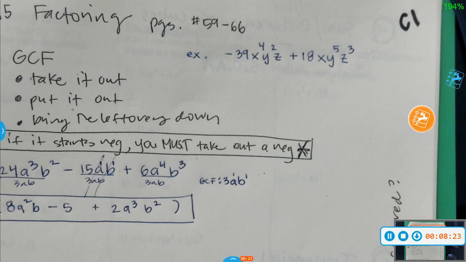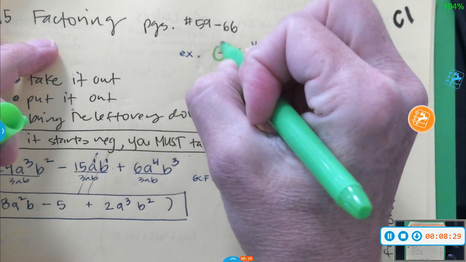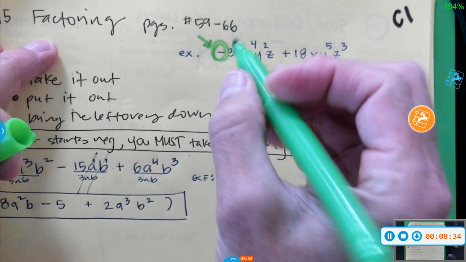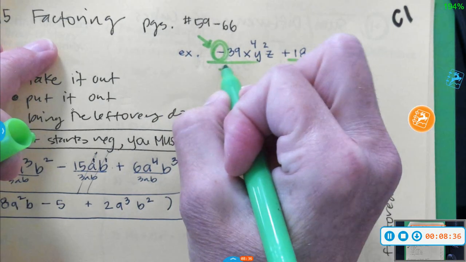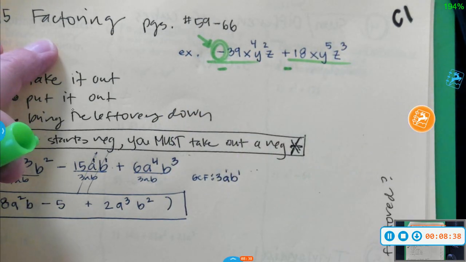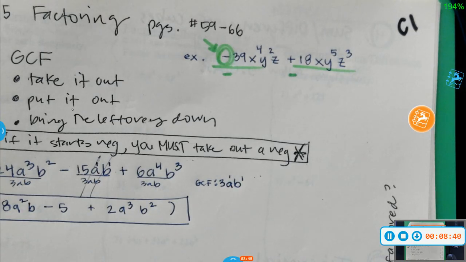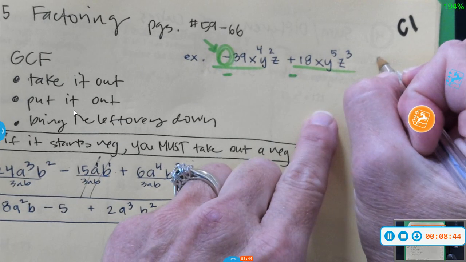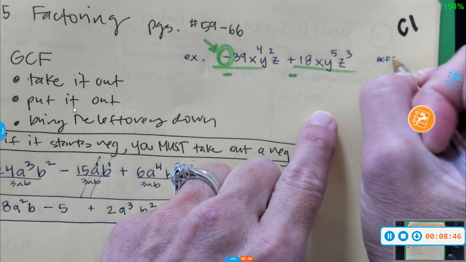All right, very, very important rule. If you ignore this, it's just going to be wrong. But if a problem starts with a negative, in other words, this leads off with a negative, then I'm going to have to take out some kind of negative. If it's nothing but a -1, I'm going to have to take that negative out. So the first thing I want to do is go over here and just decide what my GCF is. I'm going to write small.